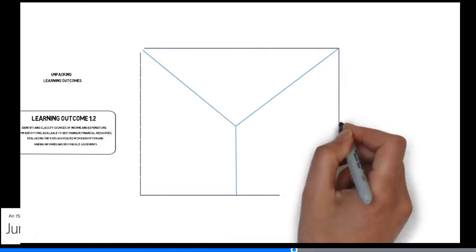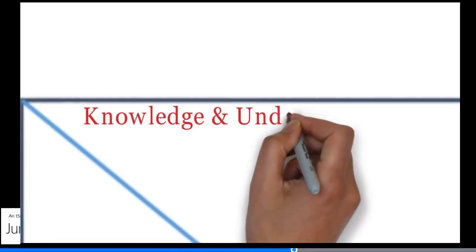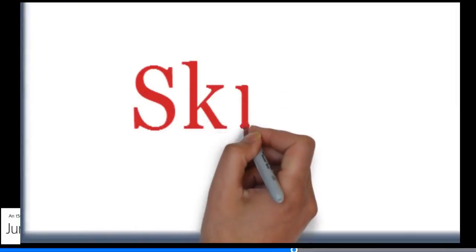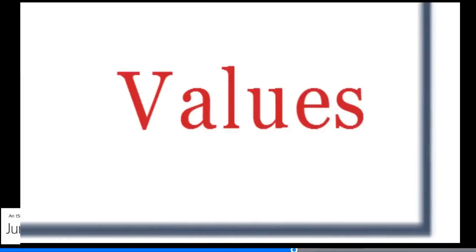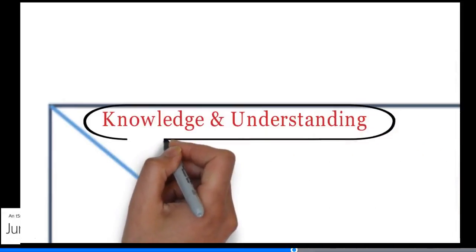We use a sectioned template to help us unpack the learning outcome under the following headings: knowledge and understanding, skills, and values. We start with knowledge and understanding.